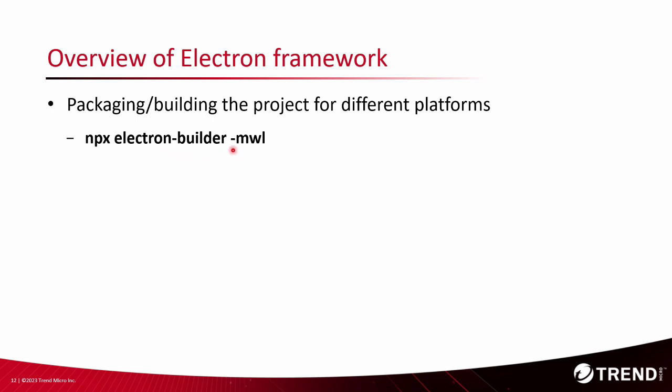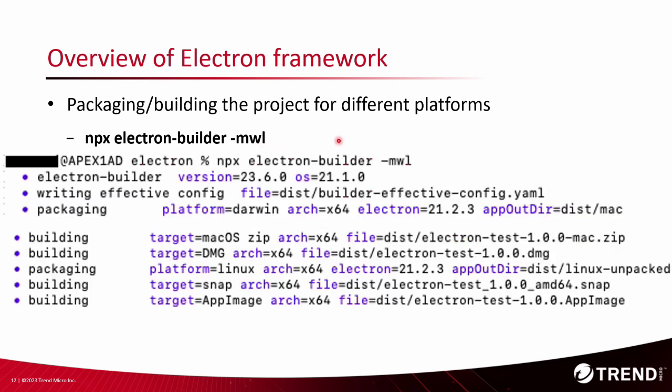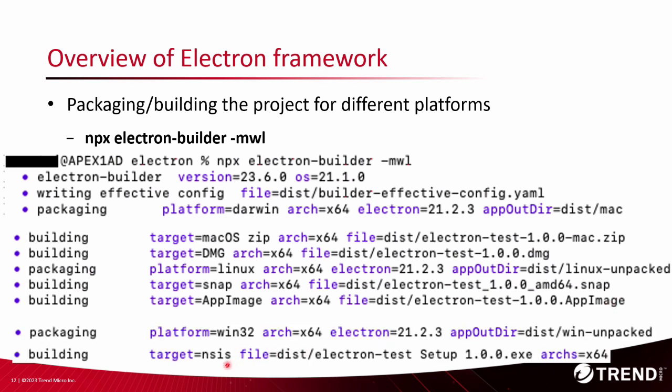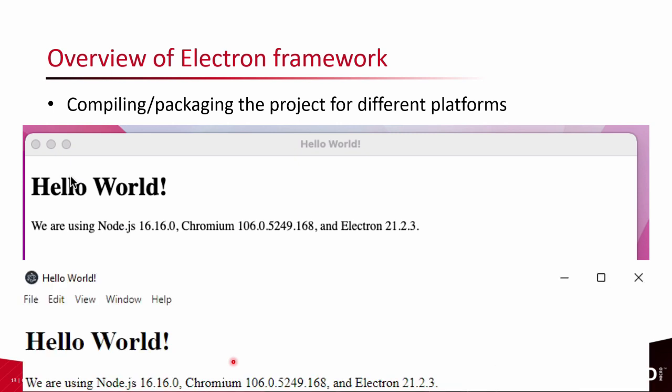Electron-builder is the name of the package, dash M for macOS, W for Windows, L for Linux. Then you run it, it runs for some time, and in this demonstration, for platform Darwin, for platform macOS, it creates a zip file or a DMG file. For Linux, it creates a snap and an AppImage file. For Windows, it creates an NSIS installer. And we can run this one application in macOS, in Linux, in Windows, and basically it looks almost the same.